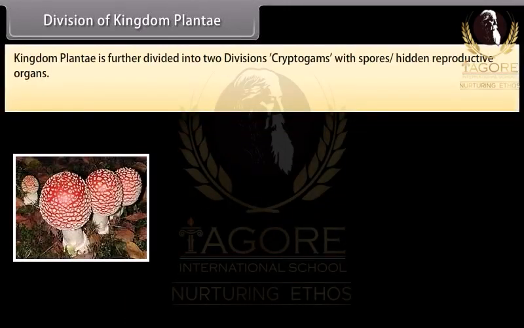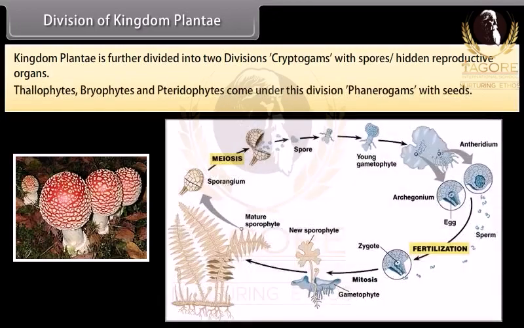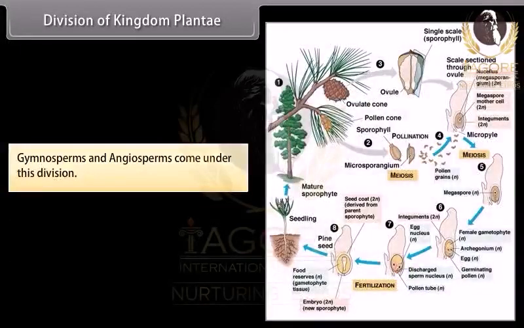Kingdom Plantae is further divided into two divisions. Cryptogams, with spores and hidden reproductive organs. Thallophytes, bryophytes, and pteridophytes come under this division. Phanerogams, with seeds. Gymnosperms and angiosperms come under this division.